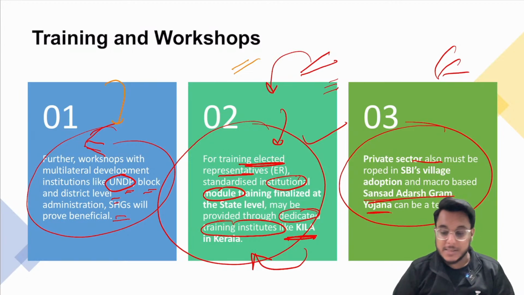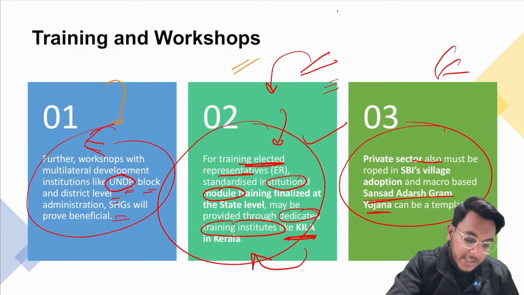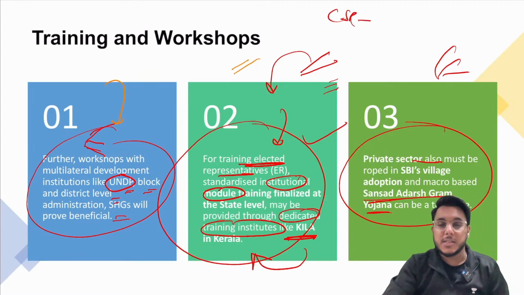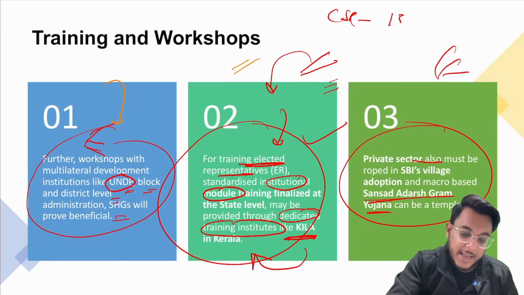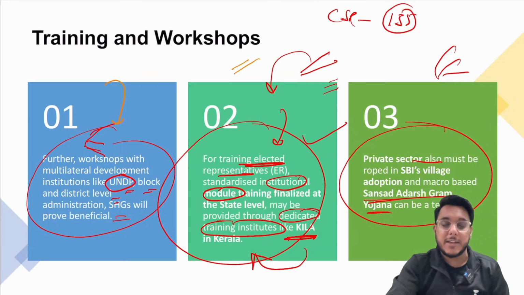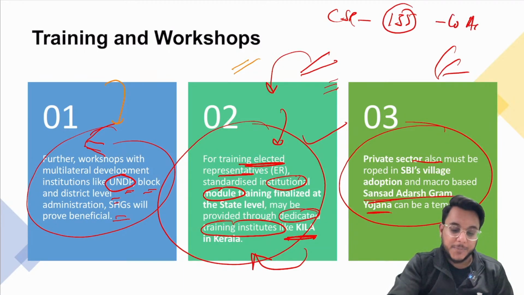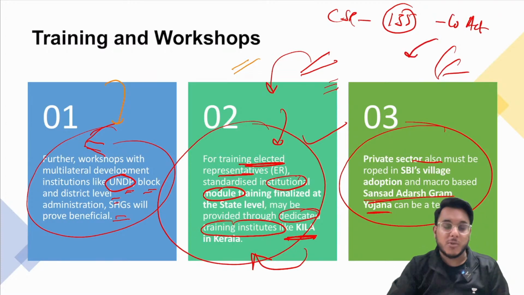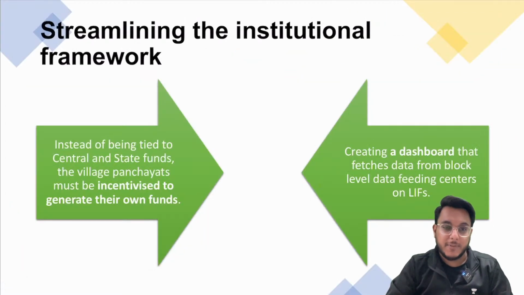Anyhow, the private sector has to spend money as a part of CSR, corporate social responsibility. CSR expenditure is something they have to commit to, as mentioned under Section 135 of the Companies Act. So under it they can also adopt villages and focus on their development.